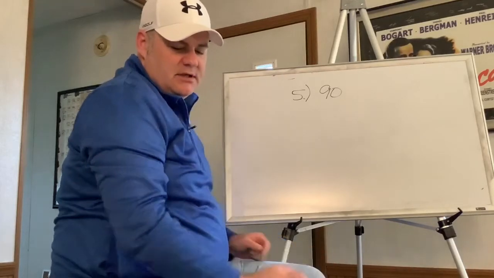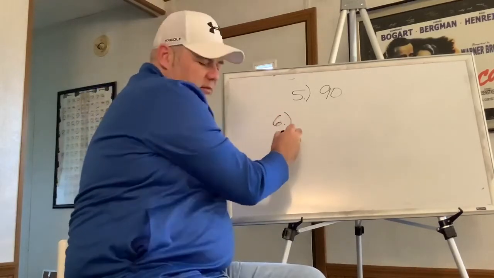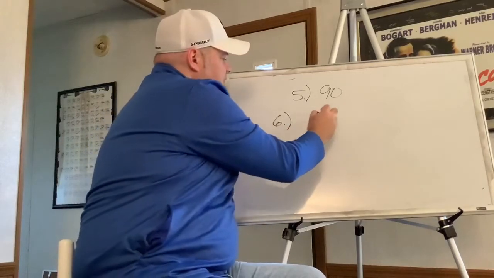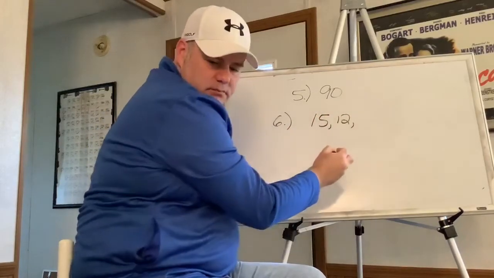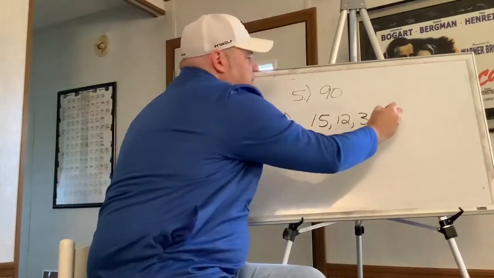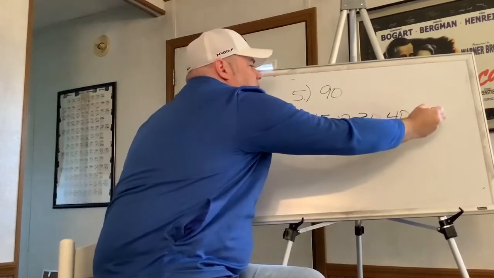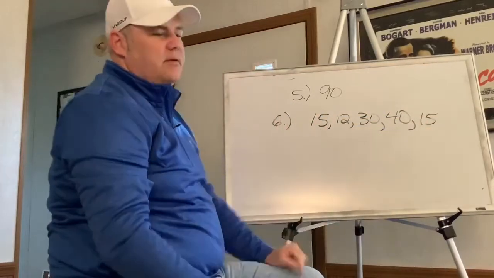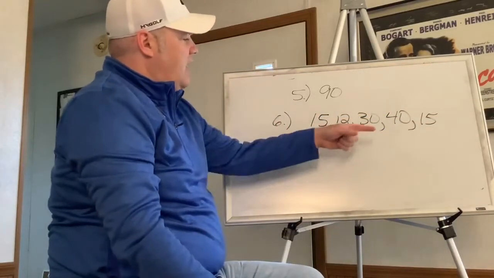And then on number 6, I had you find the median. Or not the median, I'm sorry, the mean of these. So 15, 12, 30, 40, and 15. And if you notice too, these aren't listed in numerical order. That's going to come into play as we move on. But you just add them up still.